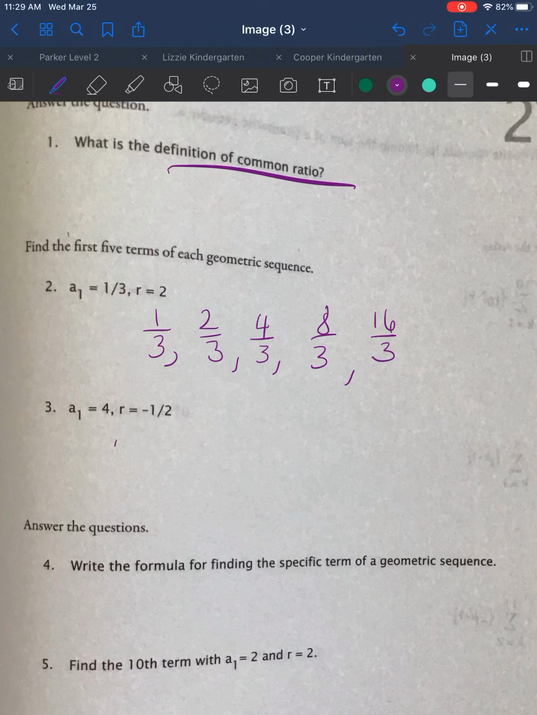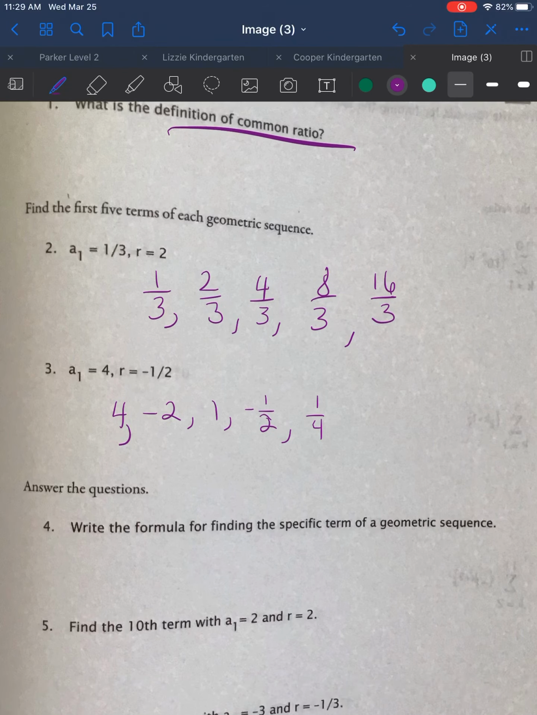Okay, same thing on number 3. We start with 4, but now we're multiplying each term by negative 1/2. So 4 times negative 1/2 would be negative 2. Negative 2 times negative 1/2 is going to be positive. 2 times 1/2 would be 1, so positive 1. Positive 1 times negative 1/2 would be negative 1/2. Negative 1/2 times negative 1/2 would be positive 1/4. And if you need to write each of those out along the way, then by all means do that, so that way you can see where each of those numbers come from. Okay, so that's just your geometric sequence, just going bit by bit, building it up on your own.